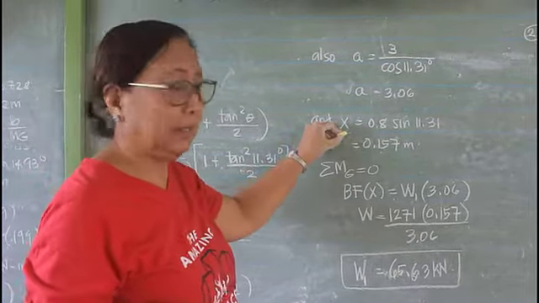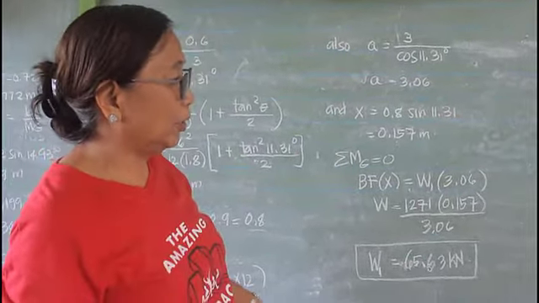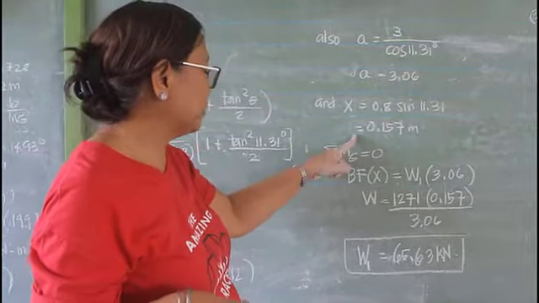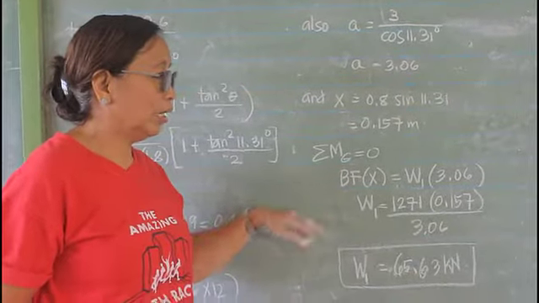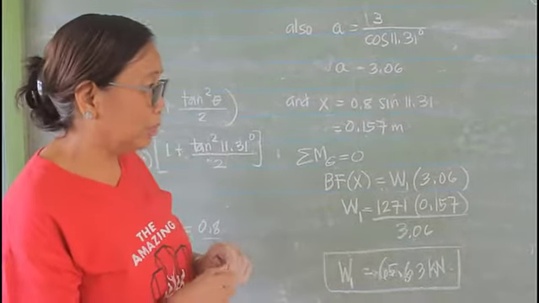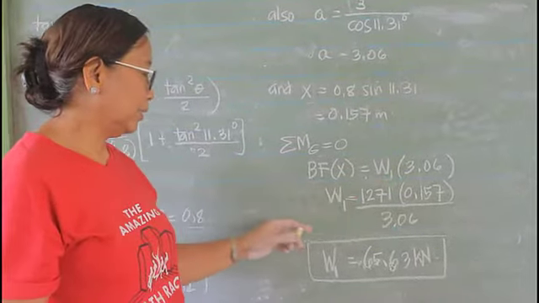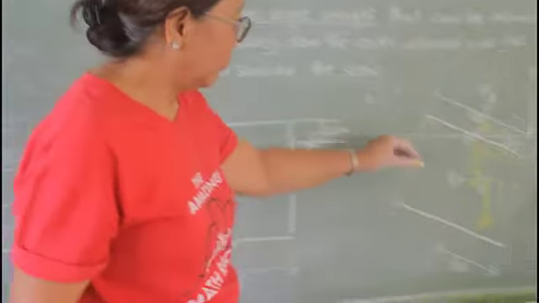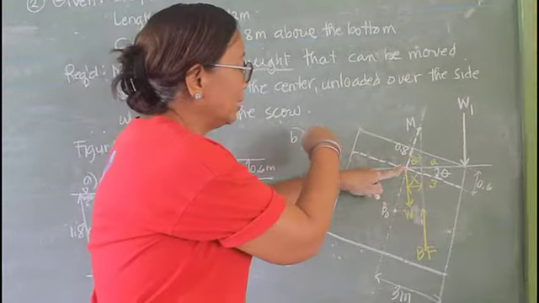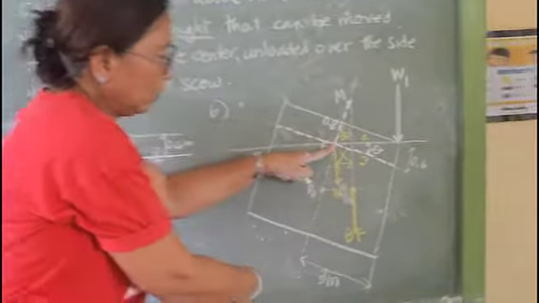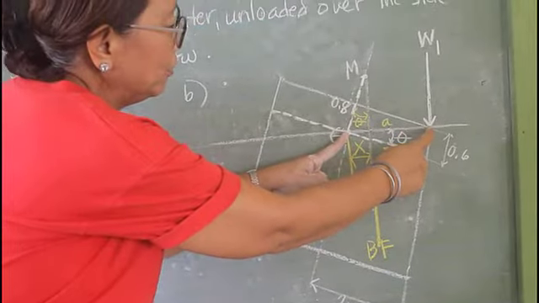Now solving for x, x is the distance between the couple W, the weight of the scow, and the buoyant force. So if we take summation of all moments produced at G, it is equal to 0. Ano-ano ba yung forces na yun na magpuproduce ng moment? The buoyant force and the load that is moved transversely at the edge. So W1. Tingnan natin yung figure. We take moment about G. The force BF will produce the counterclockwise rotation. W1 is clockwise. The moment arm of BF from G is X, itong X na ito. The moment arm of W1 from G is A.